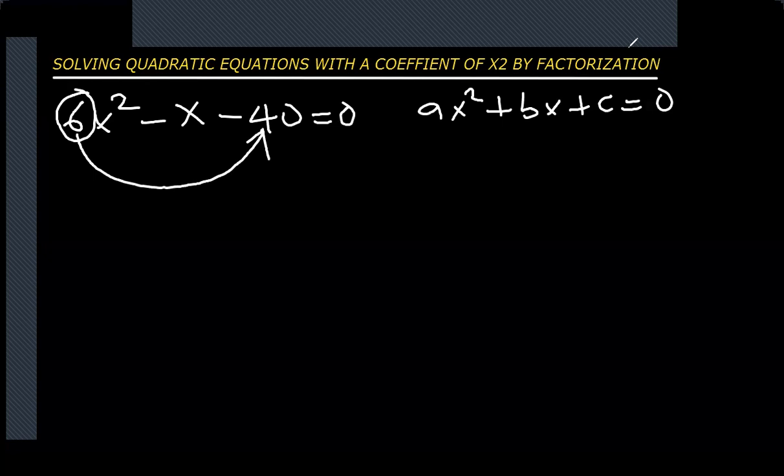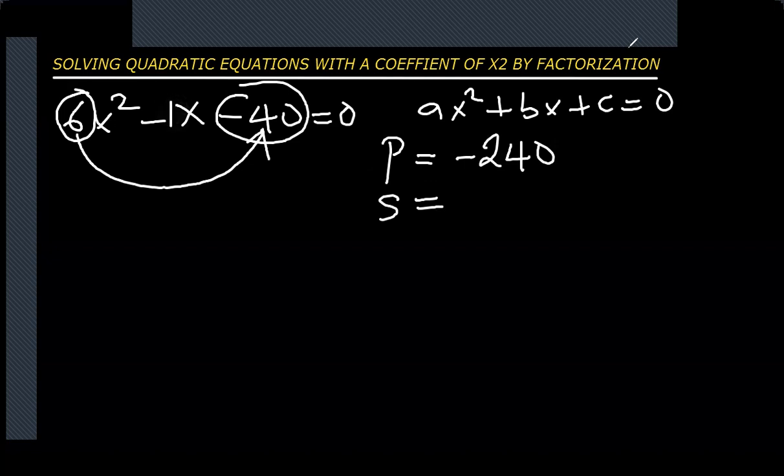Now this is what you then do. We take the 6, the coefficient, and multiply it by negative 40. Now our product is going to be negative 240. I hope you agree with me, right? So that's our product, and our sum should be the coefficient of x, which for convenience I'll write as 1, so it's basically negative 1. So let's focus on the 240.